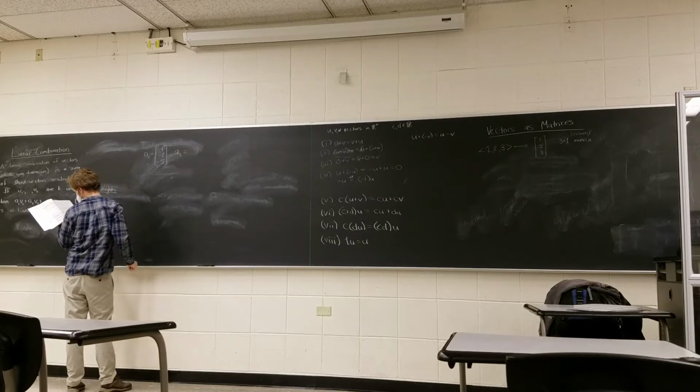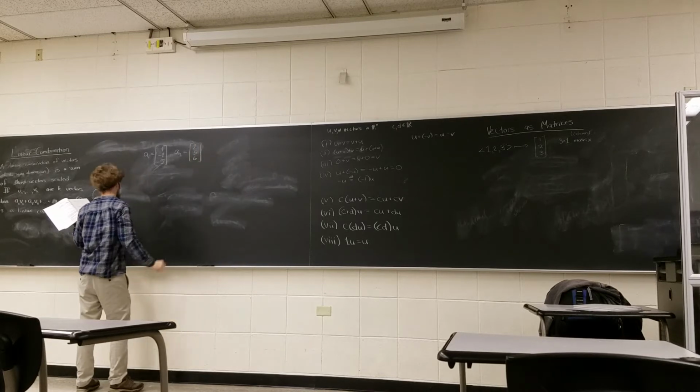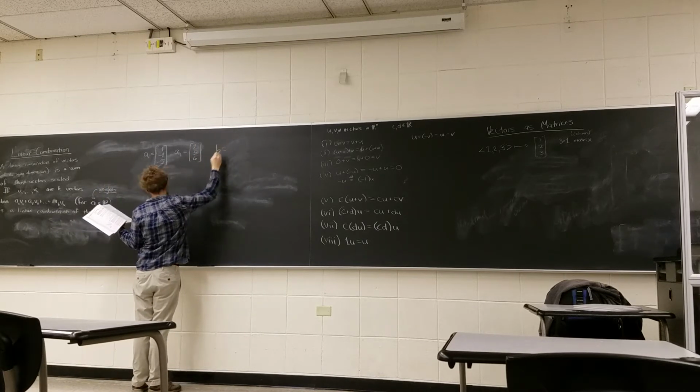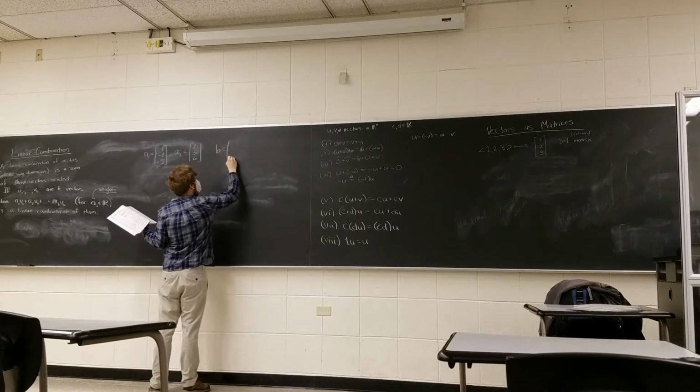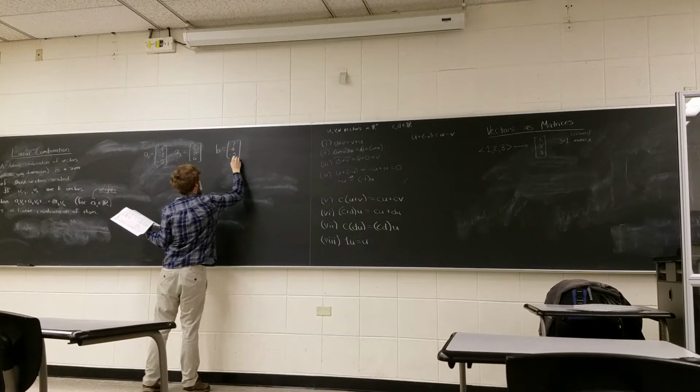A1 is equal to 1, -2, -5, and A2 is equal to 2, 5, 6. And B is equal to 7, 4, -3.